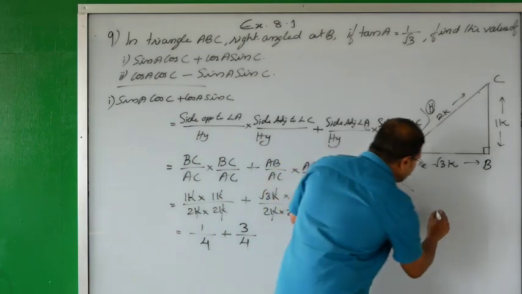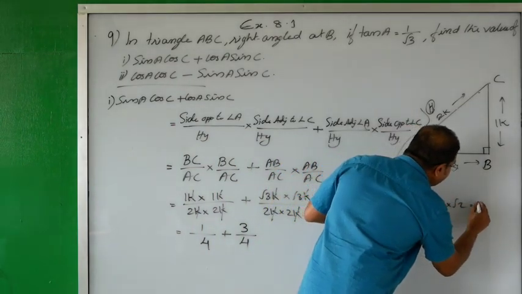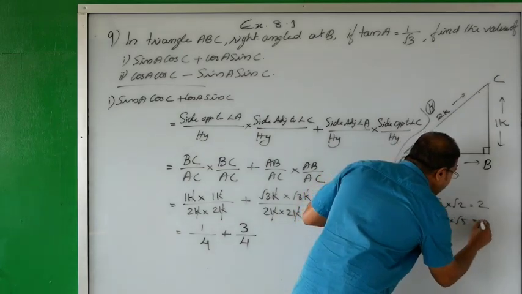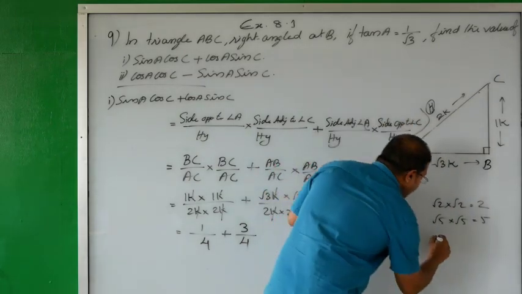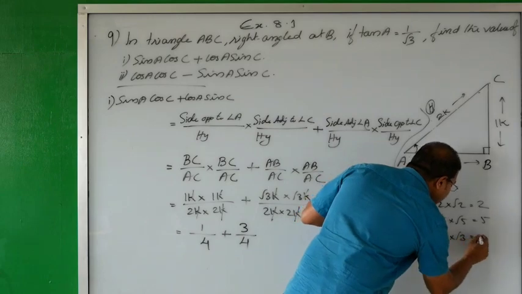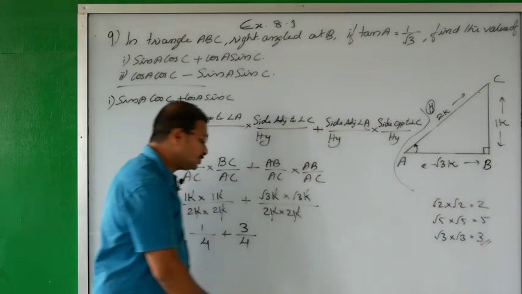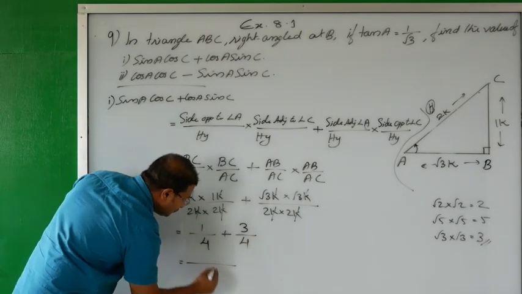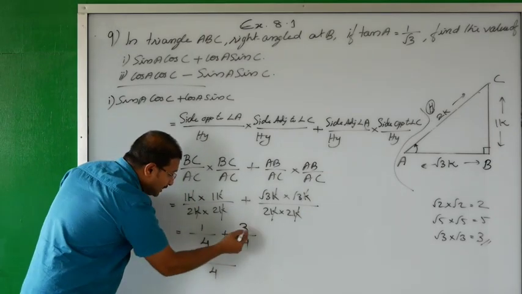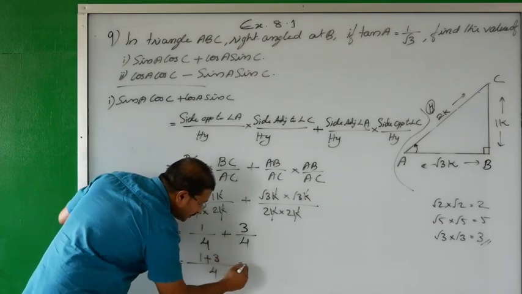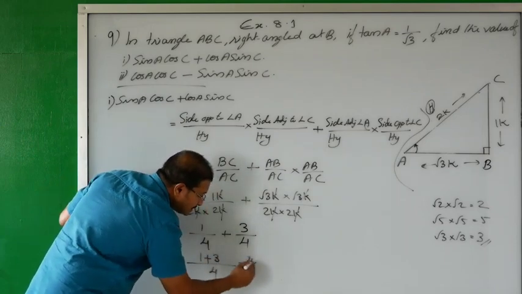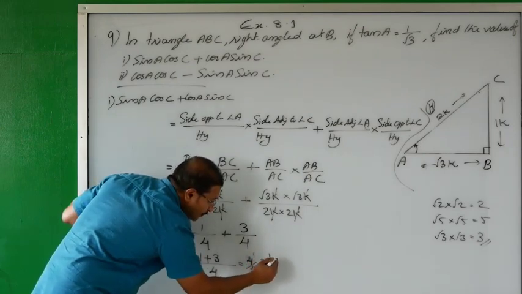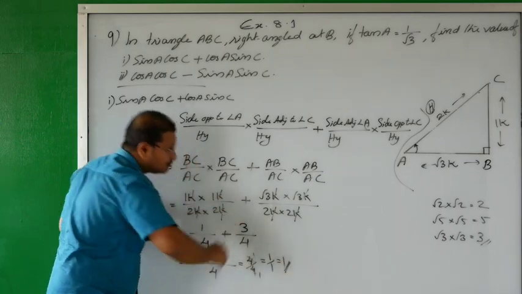See, my dears, root 2 into root 2 will get 2, or root 5 into root 5 will get 5. Same way we got root 3 into root 3, 3. Now we'll take the LCM. The LCM will be 4, numerator will be same. 1 plus 3 is 4 by 4. We'll cancel by 4. The answer is 1.